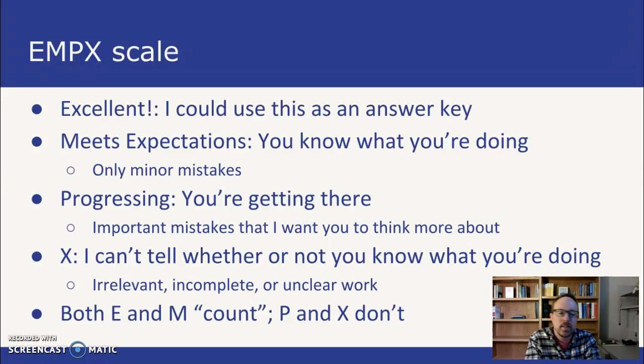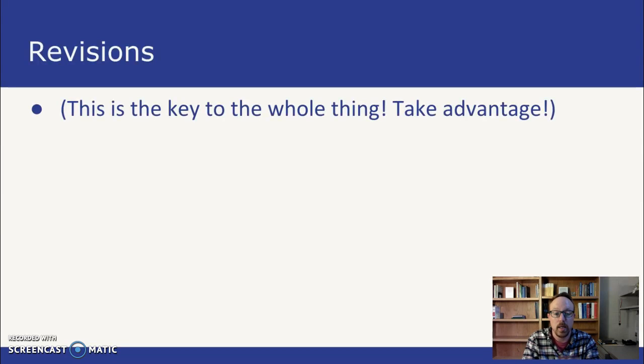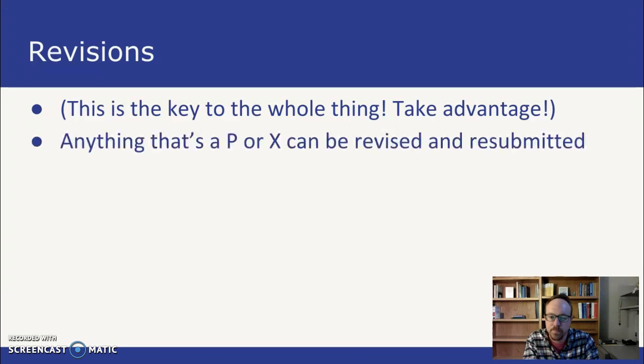The key idea in this grading system is that both E and M count because they show that you have met my important professional quality standards, and then P and X don't count. But then you'll have some opportunities to revise your work that doesn't demonstrate mastery. This is sort of the key to the entire grading scheme, and I really want to encourage you to take advantage of rewriting and revising your work.